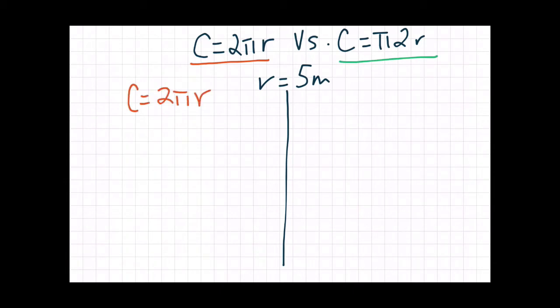The problem with this formula is that, generally speaking, most students have a hard time understanding that 2 times pi times r gives you the same value as c equals pi 2r. The reason why is this is a longer way to show that you're multiplying the radius by 2 to get the diameter. But I'm going to show you that it still works. So c equals 2 times pi times r. I'm going to substitute the value of r with 5 meters.